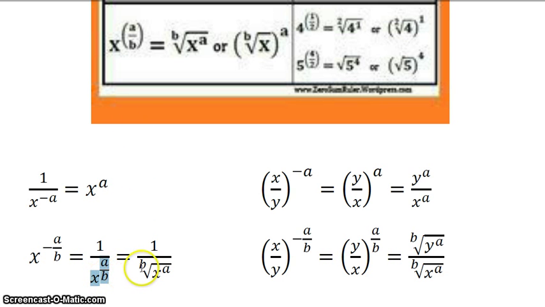Denominator becomes b root, and then a remains there. So that's the answer. Okay, so this becomes that. And then now combine everything.